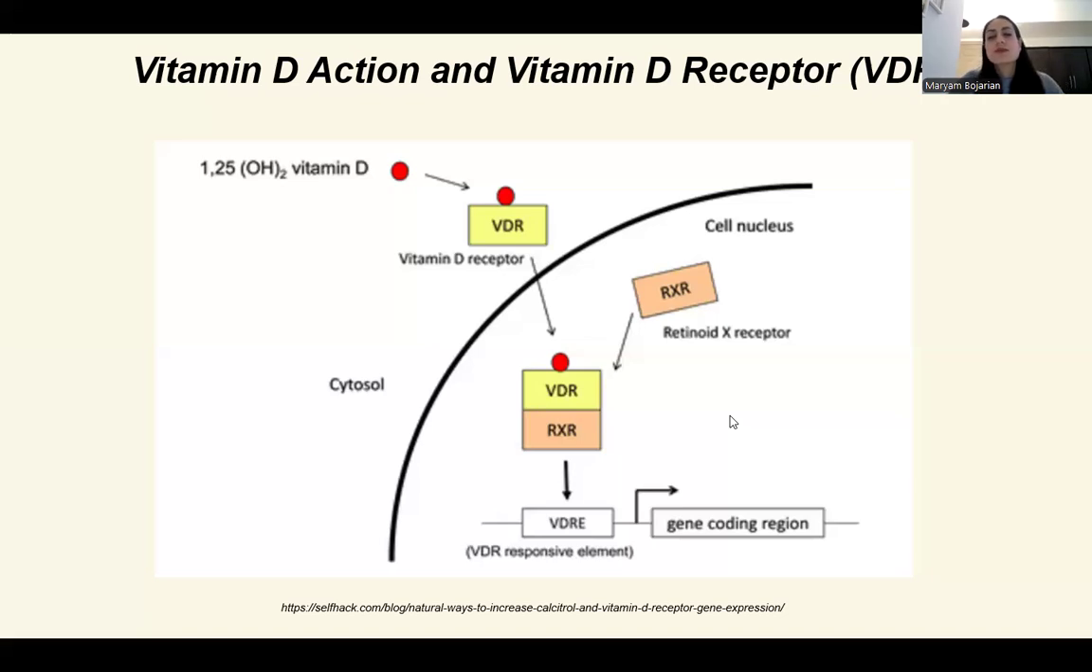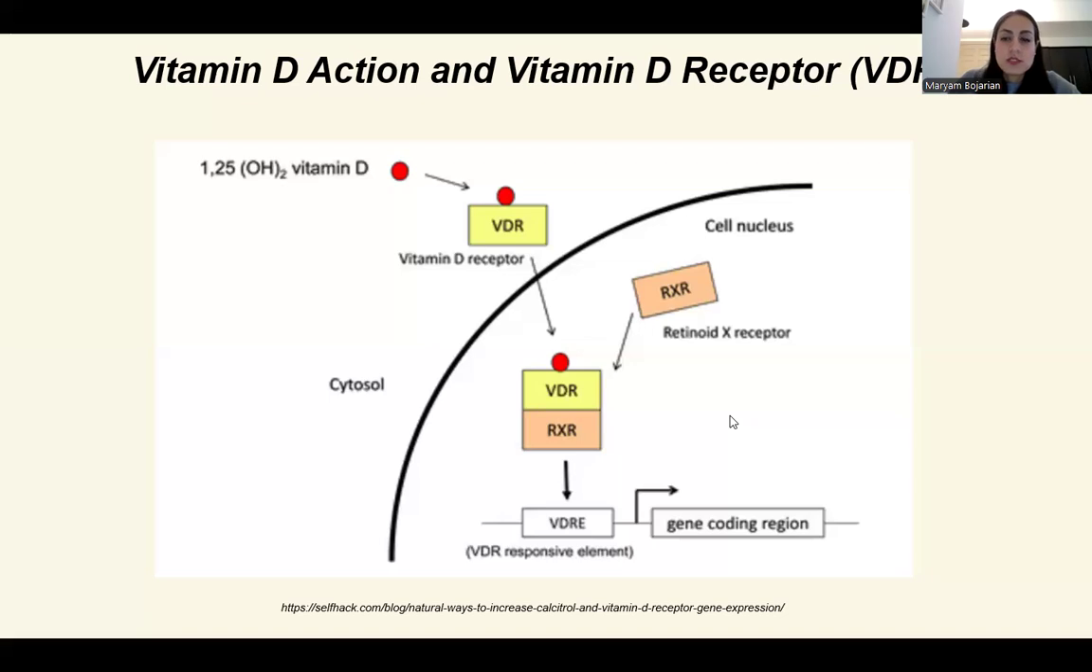And what type of receptor is VDR? So the VDR is a nuclear receptor, meaning it sits inside the cell, basically in the nucleus, and it works like a transcription factor. It only becomes active when its ligand, basically 1,25 dihydroxy vitamin D, binds to it. And this receptor belongs to the same receptor family as the steroid hormone receptors and thyroid hormone receptors, sharing structural similarities.